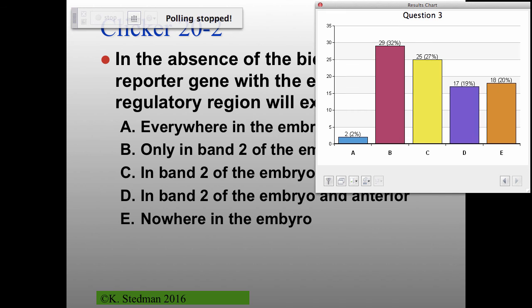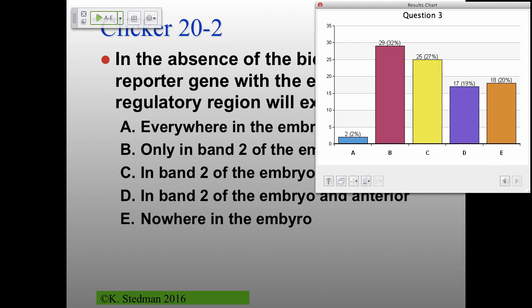Okay, so not many people are changing their minds. Nobody likes everywhere in the embryo, or very few people do. But otherwise, everyone's pretty much split about what is going on here. So evidently, I didn't do a good job of explaining what was going on here. So the Bicoid gene is encoding what? It's a transcriptional activator.